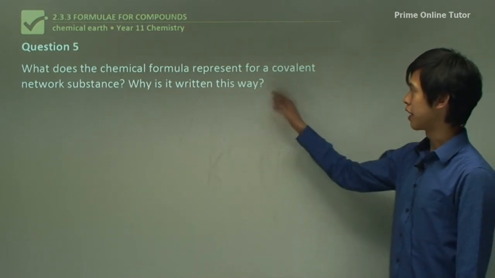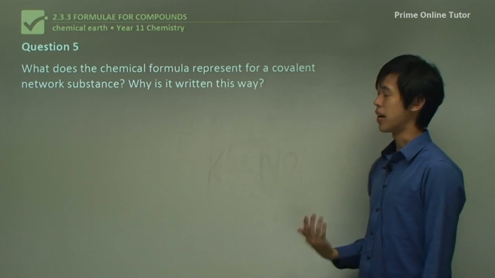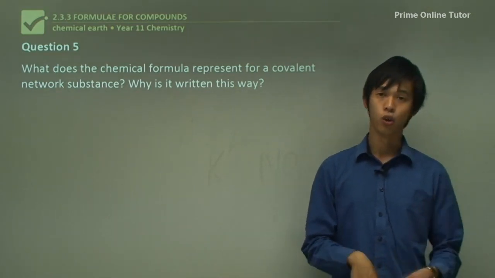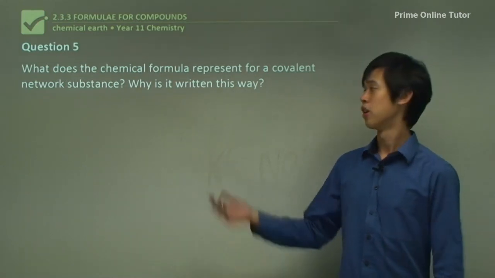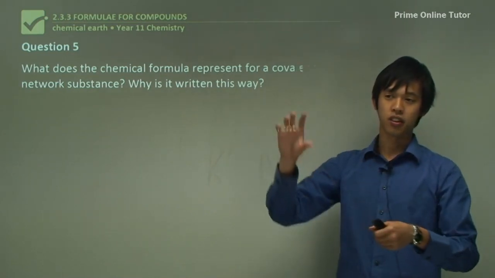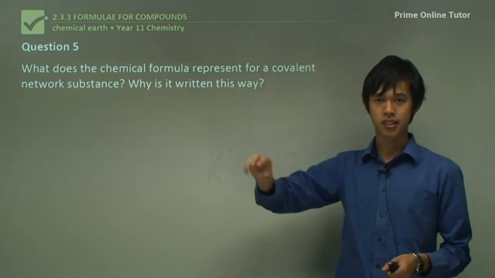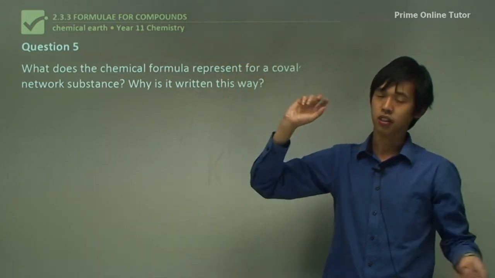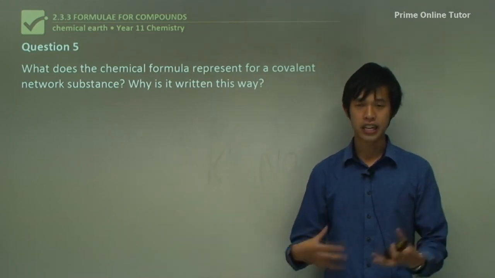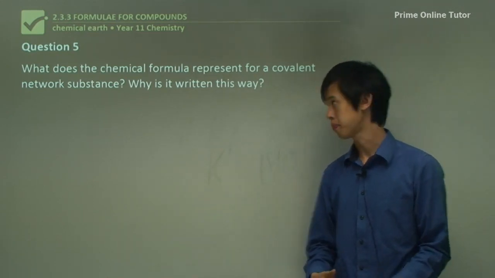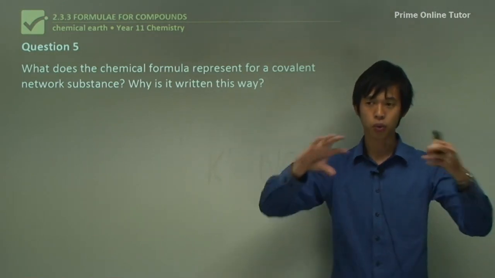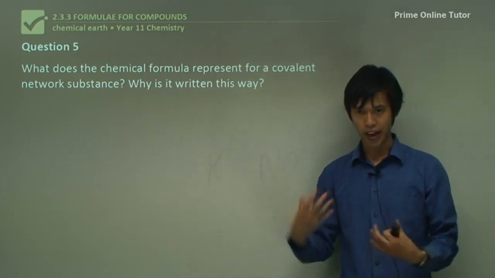So what does the chemical formula represent for a covalent network substance, and why is it written this way? So we did a lot on covalent molecular substances, CO2, O2, H2O, all of these things. But they exist as discrete molecules. So, you know, a carbon dioxide molecule could be flying around by itself, and another carbon dioxide molecule could be going by itself in any direction that you want, and so they're not interacting with each other in any way. But in a covalent network substance, like silicon dioxide, they're actually all interlinked together.